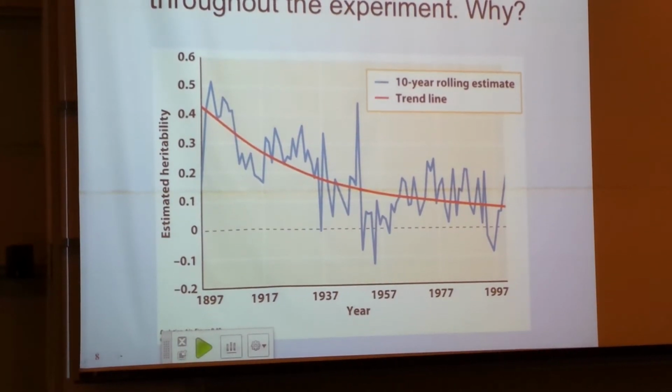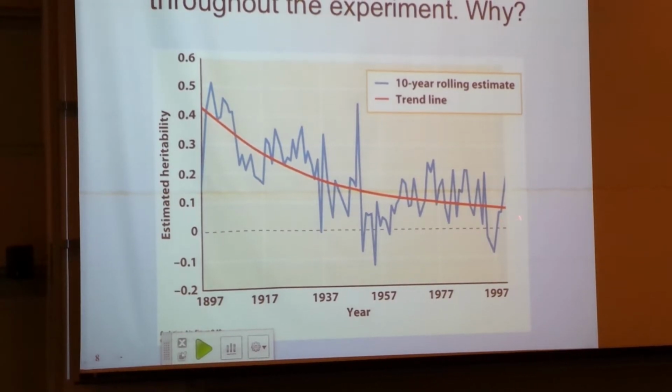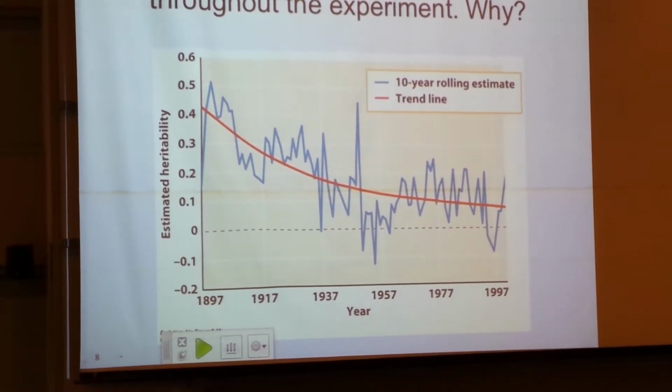Paradoxically, heritability of corn in this experiment declined throughout the lifetime of the experiment. Heritability initially in 1897 was around 0.4. But by the end of the experiment, we're down to touching 0. Sometimes it's negative. Thoughts on why that would be?